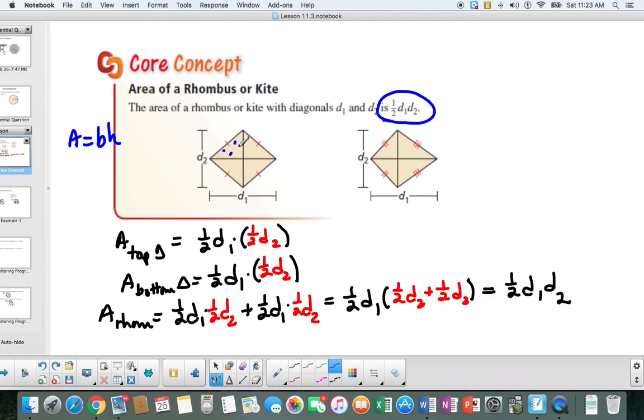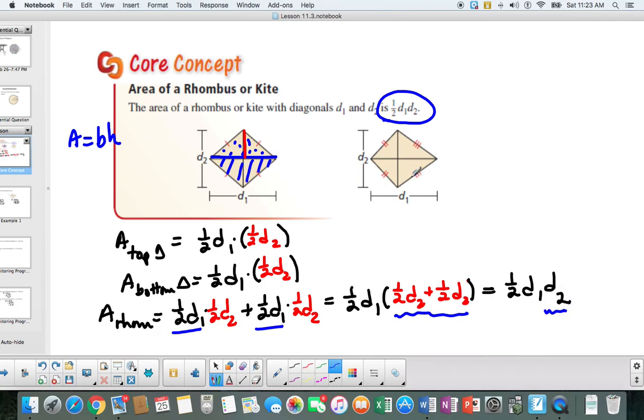First, I'm going to find the area of the top triangle, which requires 1/2 the base, and this base is D1, times the height, and this height will be half of this diagonal. Now, the area for the bottom triangle will be the same formula, so I'm just going to rewrite it. And so the whole rhombus will be both of these areas added up together. And you can see I'm going to factor 1/2 D1 out, and then I'm going to have these left over, and I'm going to add these two half diagonals together, and I get diagonal 2.